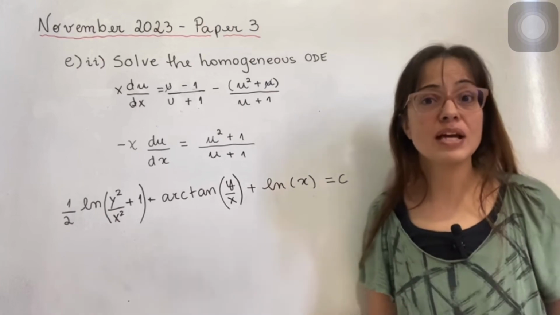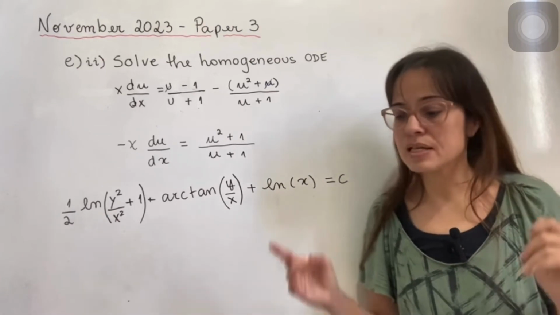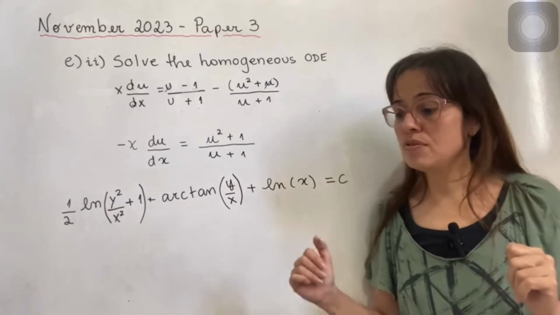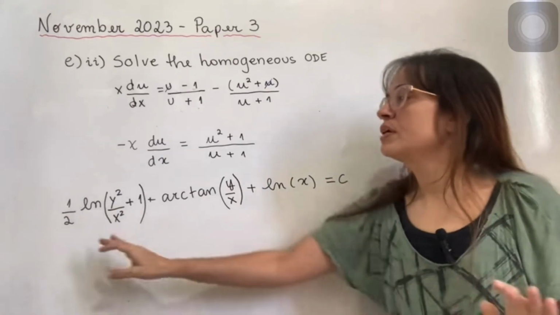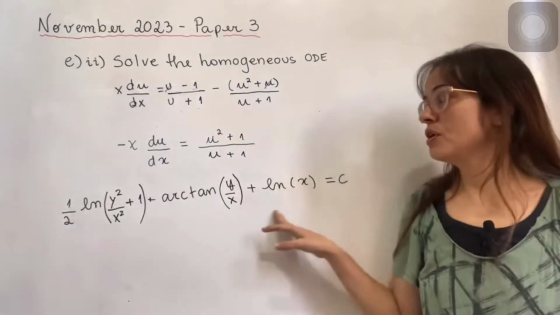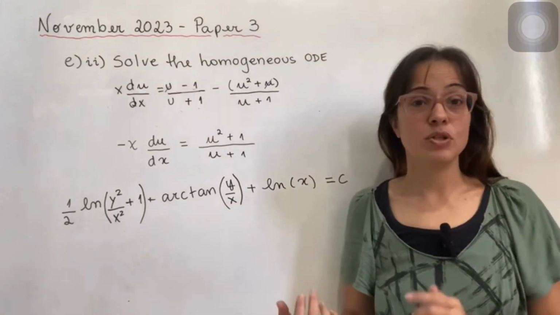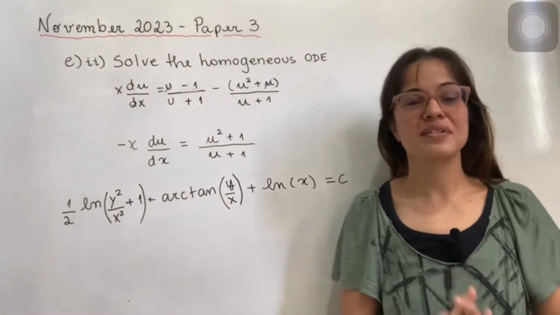And the good news that I have for you is that there's nothing missing. This is already the 9 marks because he did say to give the answer in the form h of x and y, which is this function of two variables here, equals a constant. He did that because he knows that y cannot be isolated in terms of x here.